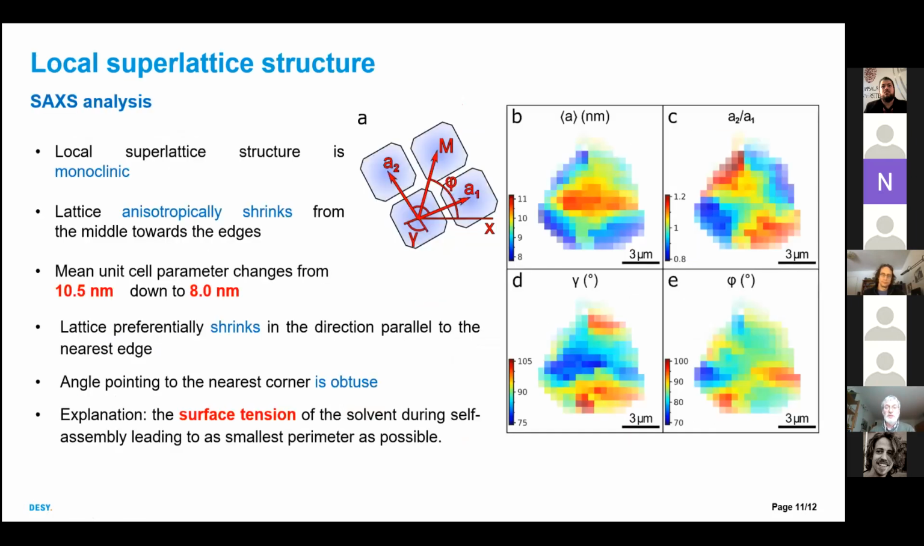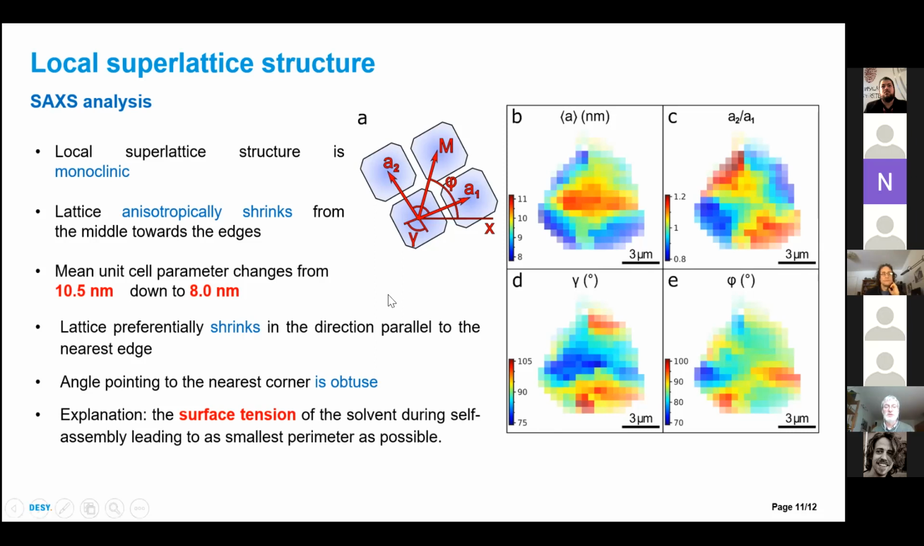Then we look a little bit more closely at the SAX analysis, and we performed scanning now. So we don't look at just one point, but at the whole structure, not the average, but the local structure. What we saw is that the local superlattice structure is rather monoclinic, and the lattice anisotropically shrinks from the middle towards the edges, as you can see from this slide. The mean unit cell parameter changes from 10 nanometers in the center down to 8 nanometers.